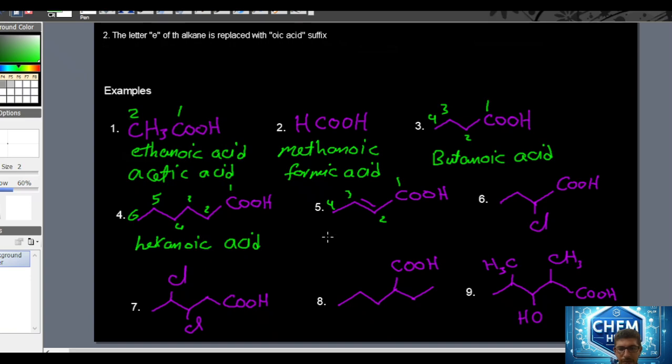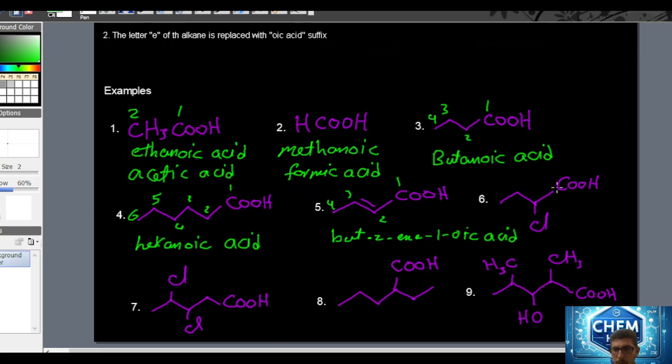So you have but, then not ane. This is an ene, alkene, right? But-2-en-oic. The position of the double bond is two. But-2-en-1-oic acid, because the carboxylic acid group is located simply on carbon number one, right?